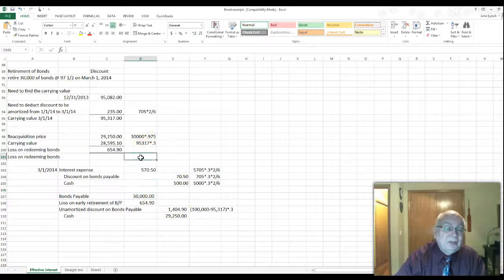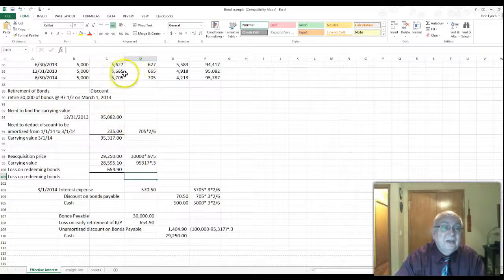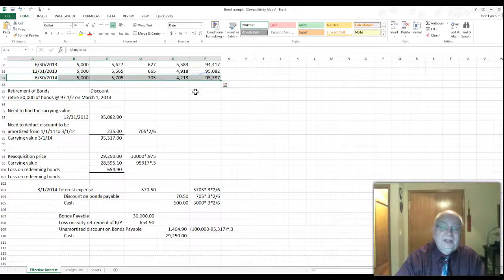Well, I hope this helps, and this is how you do the retirement of bonds. Remember, you always have to use the period after your last amortization that you've done, whether it's a premium or discount, it doesn't matter. You use the next pay period to see what the value of the bonds would be. That should take care of this.